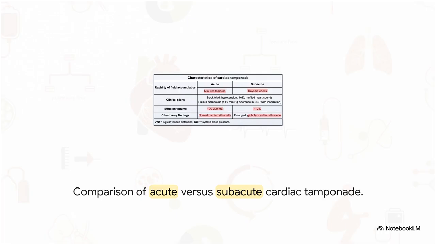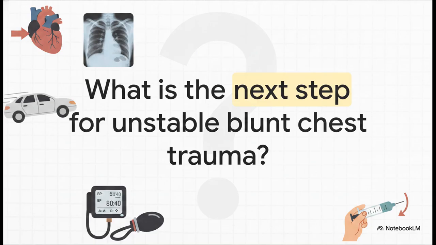But interestingly, their chest X-ray will show a completely normal cardiac silhouette. Subacute tamponade, though, takes days to weeks. The sac stretches out, accommodating 1 to 2 liters of fluid, giving you that classic, huge globular cardiac silhouette on the X-ray. So, keeping that idea of obstructive shock in mind, let's test your algorithmic thinking real quick.